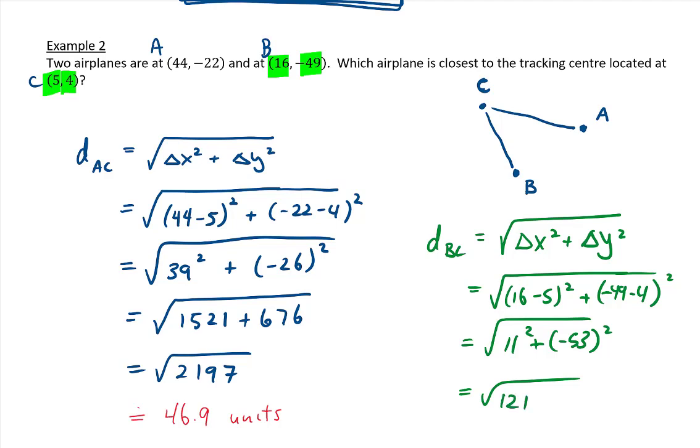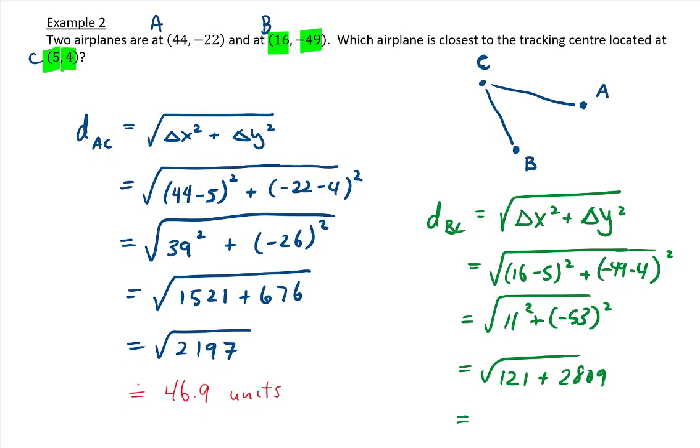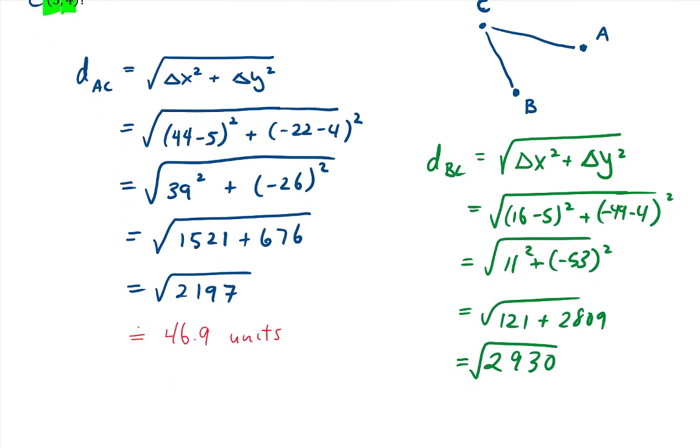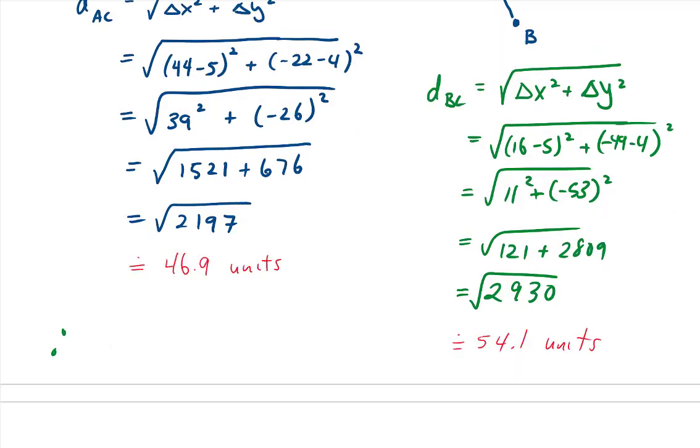11 squared is 121, and 53 squared is 2,809. If we add these two numbers up, we end up with 2,930 under the square root. And again, we could stop there, and we can already see that A to C is smaller than B to C. We get 54.1, so this is approximately 54.1 units. So therefore, plane A is closer to the tracking center.